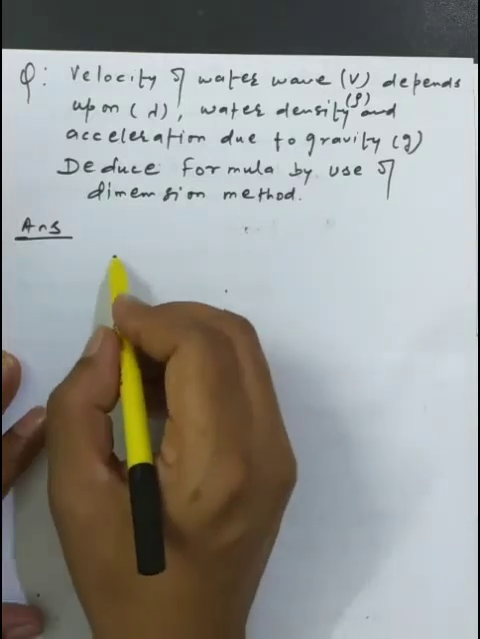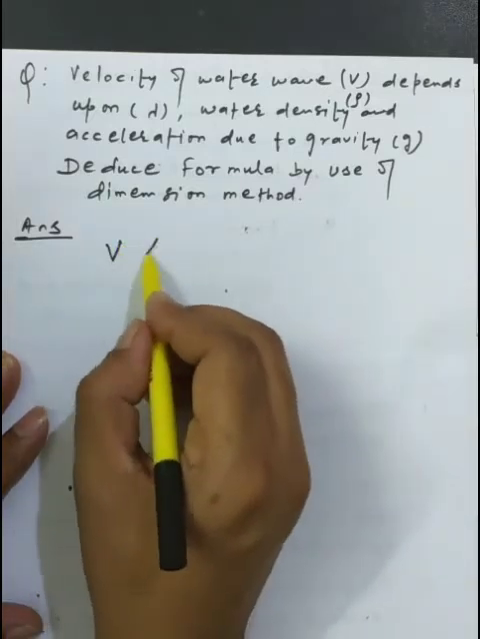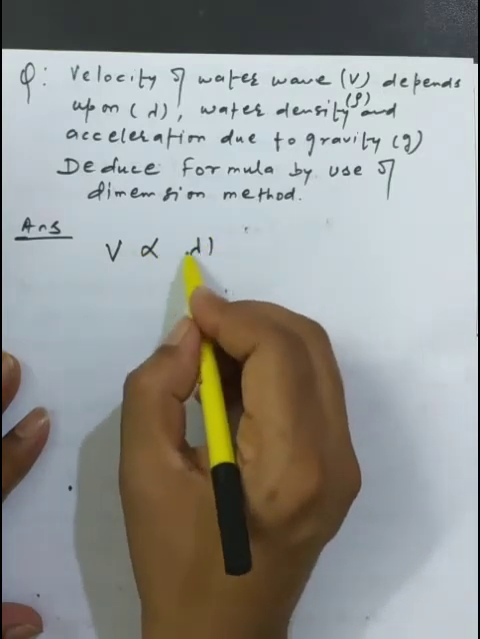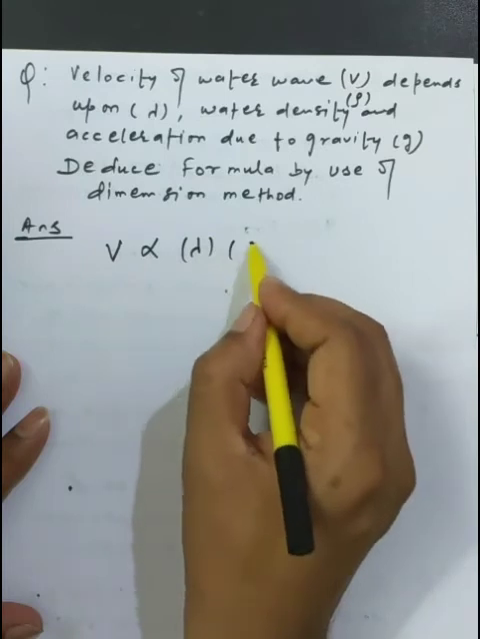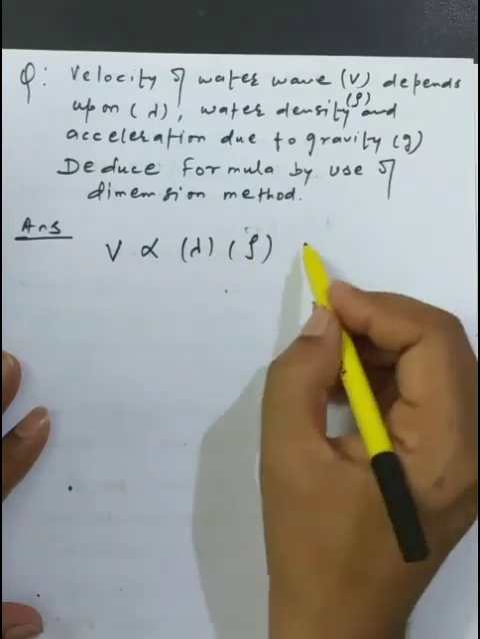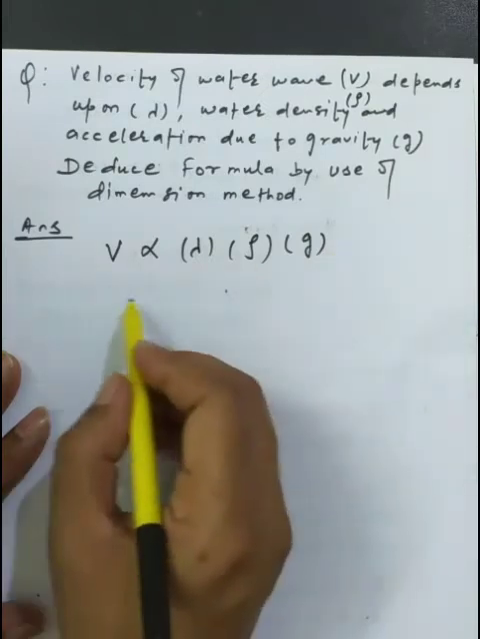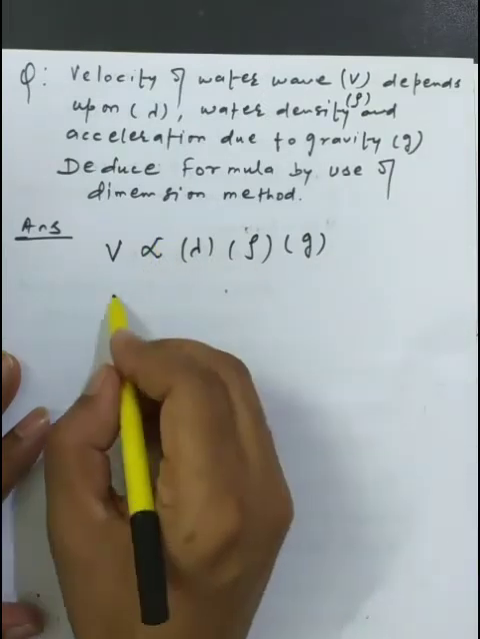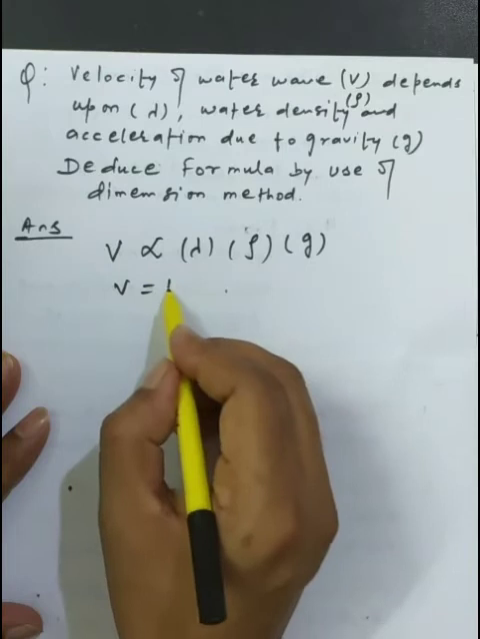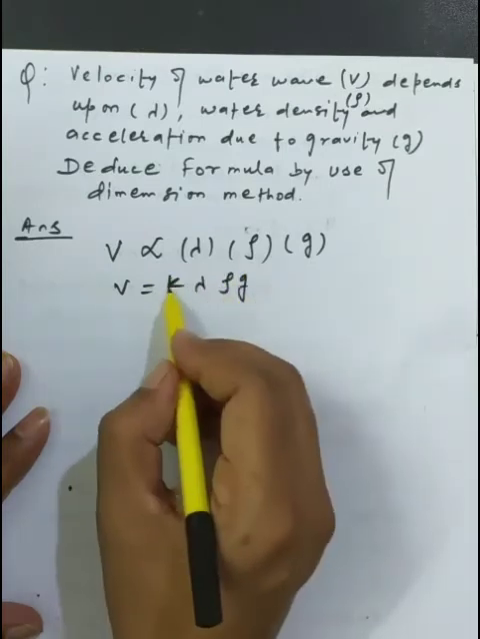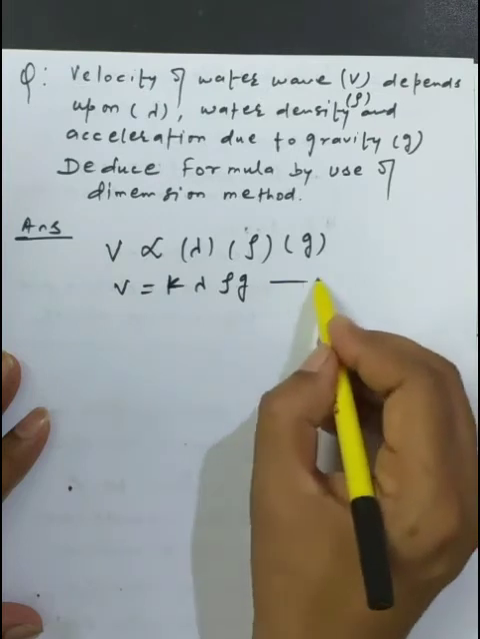We know the velocity of the water wave depends upon three quantities. First is the wavelength, lambda. Second is the density, rho, and the third is the acceleration due to gravity. Whenever we remove the proportional sign, we introduce a constant, so v = k lambda rho g. It is one of the basic equations we have, equation number 1.